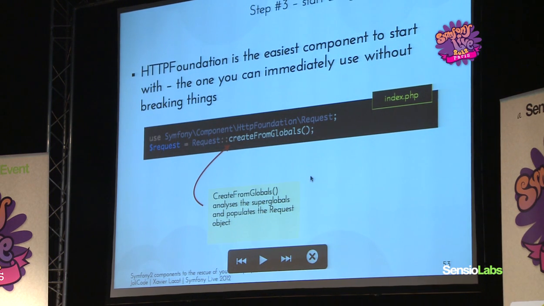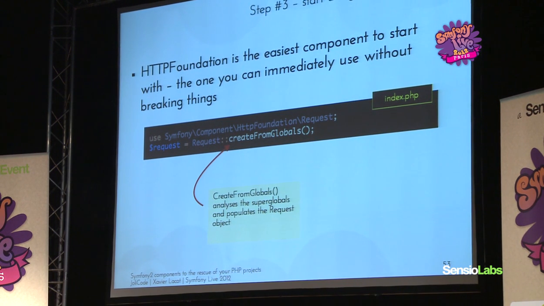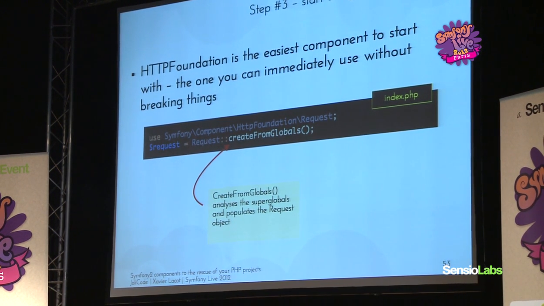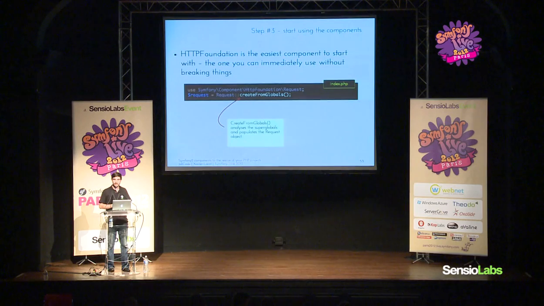What does create from globals do? Create from globals analyzes the request and copies from the superglobals into a request object, and this will abstract the way we access the request.